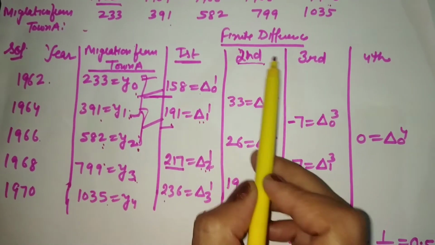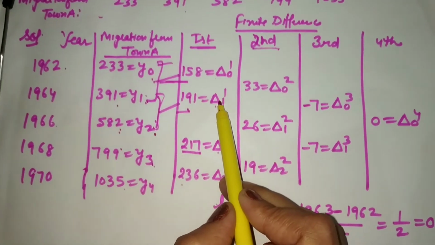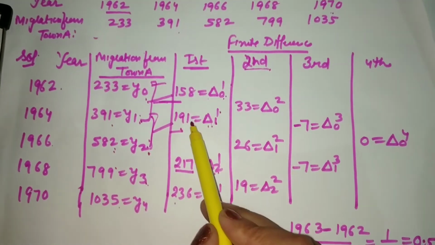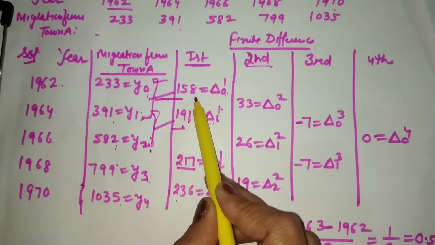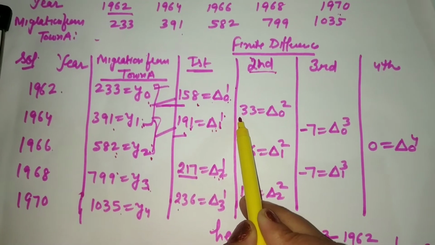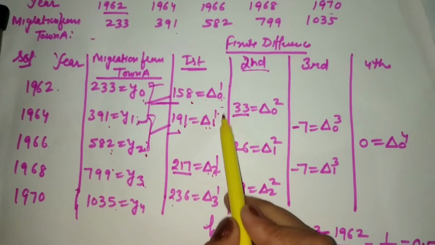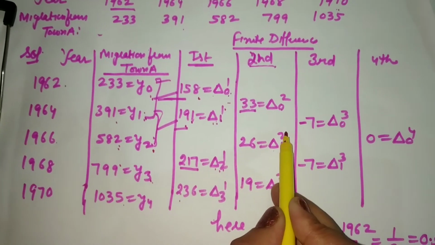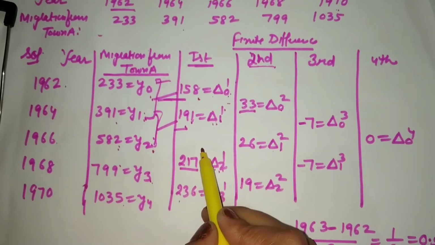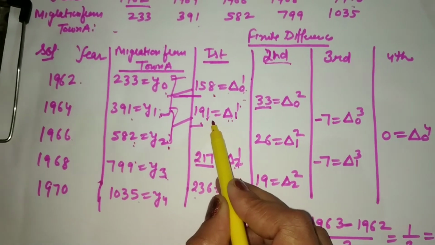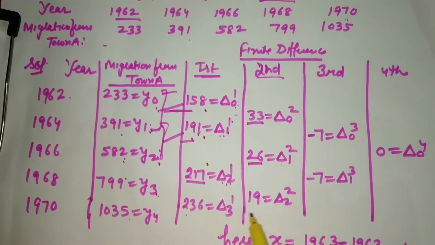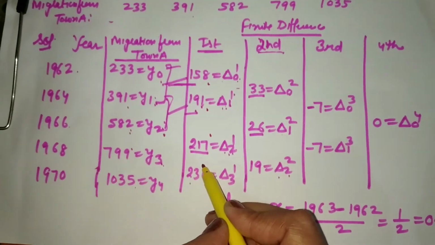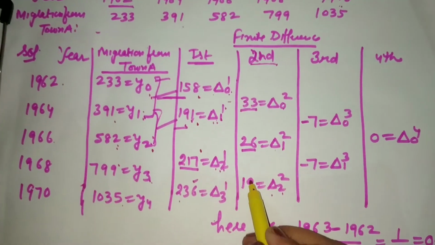Now how do I calculate the second difference? That means Δ1¹ minus Δ0¹, that means 191 minus 158. The answer is 33. I have kept it in the middle as Δ0². Now Δ1², how do I calculate? That is 217 minus 191, that is 26. The next is Δ2². I calculated 236 minus 217, that is 19.